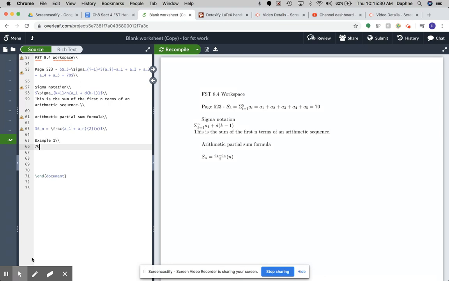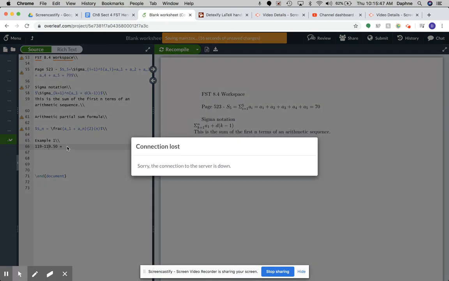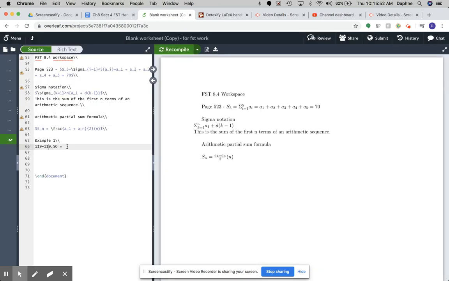So if I do 119 minus 119.50, well then I'm going to be getting, I know, saving main. Yeah, okay, we're good. Then I get negative 50 cents, and if you look at the whole thing, then you see that there is a pattern of negative 50 cents. So I know that is my common difference. And I'm going to put dollar signs in between there just so it looks fancy.